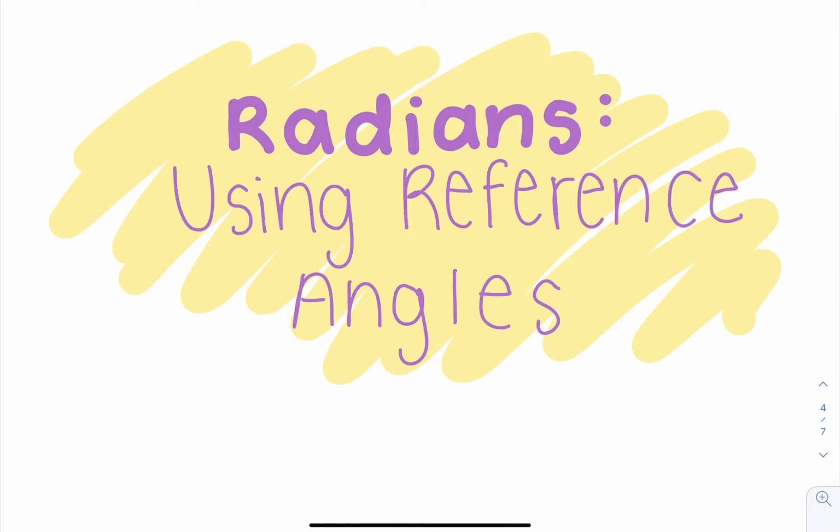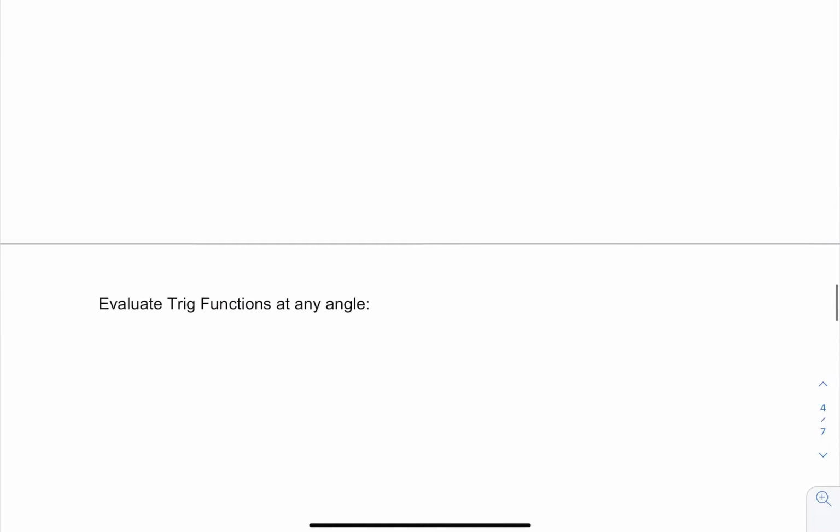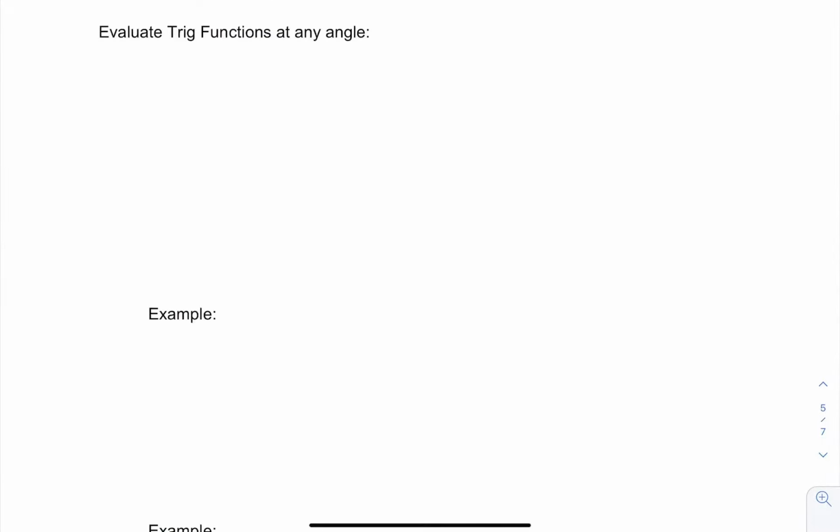In this video, we're going to be learning how to use reference angles for radians. So you might remember this for degrees, and it's pretty similar, but I actually think it might be a little bit easier. So for evaluating trig functions at any angle, just like with degrees, the first thing you're going to do is find the reference angle. So you're going to try to figure out what you're given and which reference angle it relates to. And like I said, for radians, this is a lot easier than for degrees.